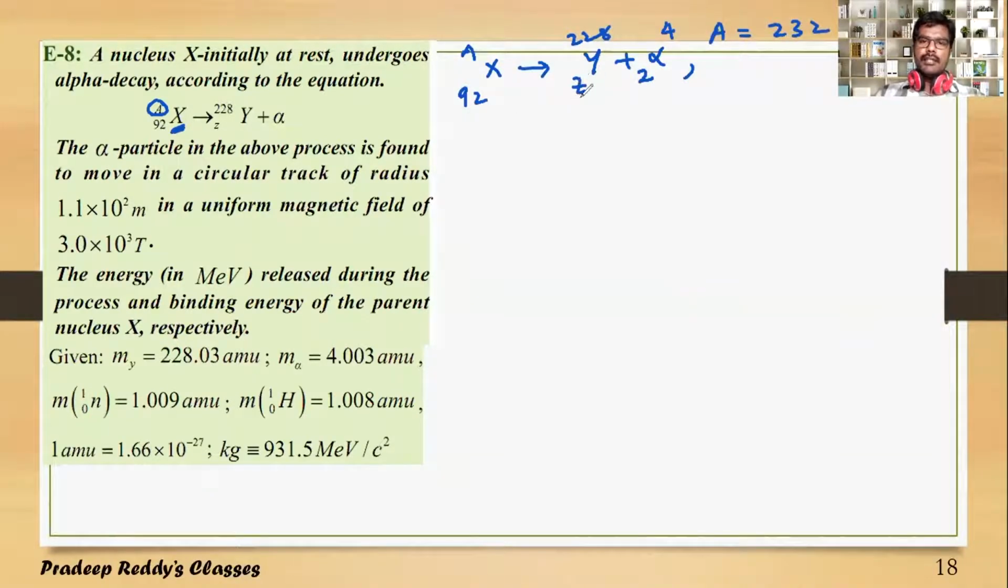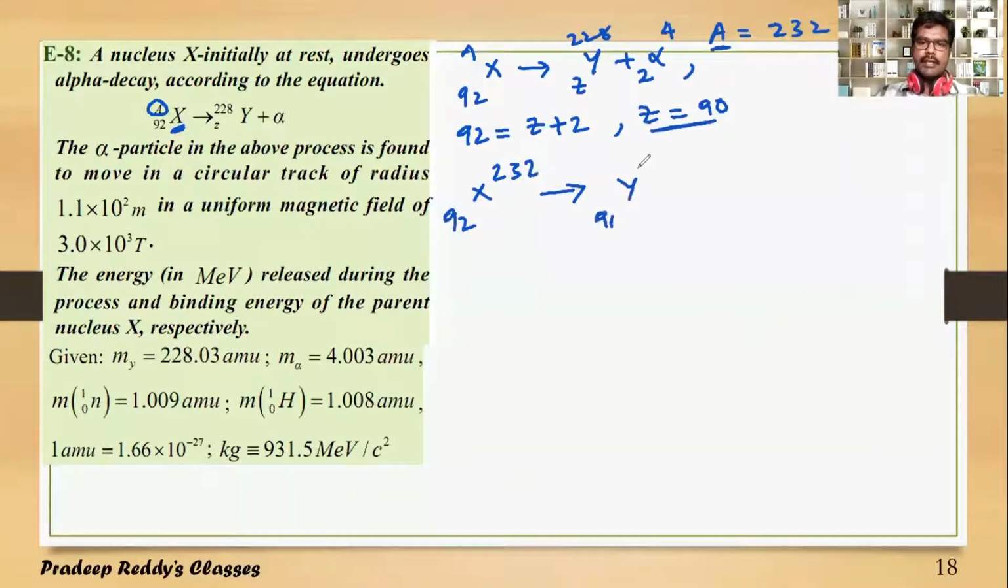Next, you should calculate the atomic number of this Y element. As we know, 92 should be equal to Z plus 2. This gives you Z is equal to 90. So the atomic number and mass number of the nucleus have been calculated. Now you can write down the reaction here. X with 92 and A as 232 gives rise to Y, the element whose atomic number is 90 and mass number 228, plus helium 2, 4. This is the nuclear reaction.